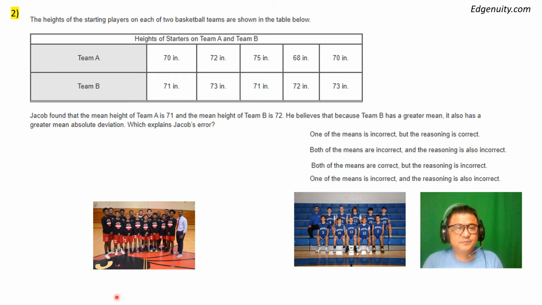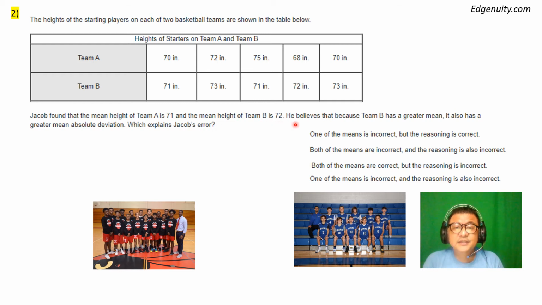Okay, so for this problem, let's read this. The heights of the starting players on each of two basketball teams are shown in the table below. Team A, let's call it the red team. These are the heights of the players. Team B, the blue team. These are the heights of the players, 5 of them. Now, Jacob found out that the mean height of team A is 71. Are you sure? We will check. And the mean height of team B is 72.